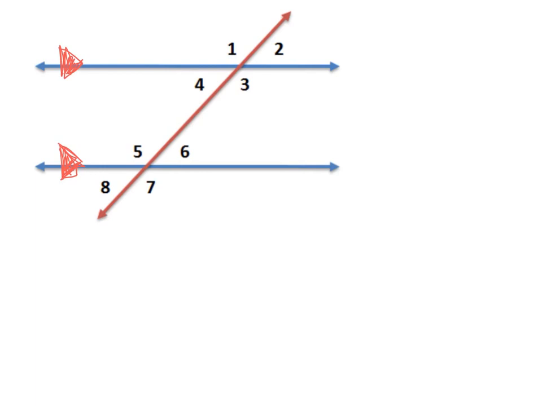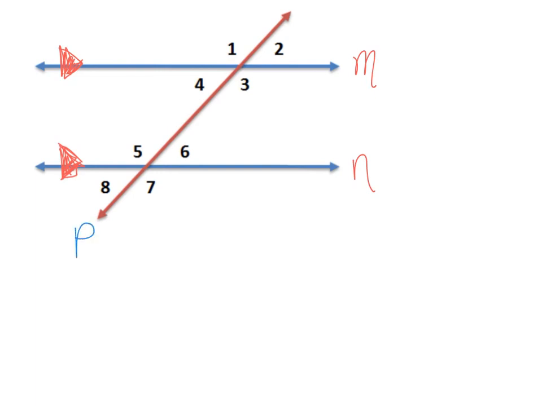And then we have this red line here, which cuts through. So this red line that cuts through is called the transversal. So we're going to name some of these lines. We're going to call this first blue line M, the second blue line N. So M and N are parallel to each other. And then we have the transversal, which we'll call P.